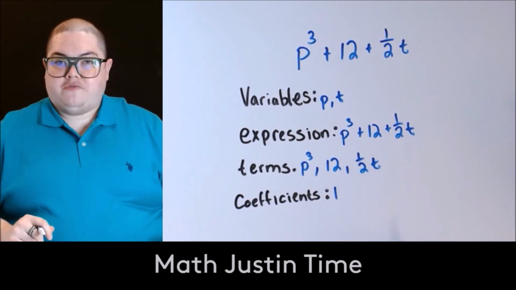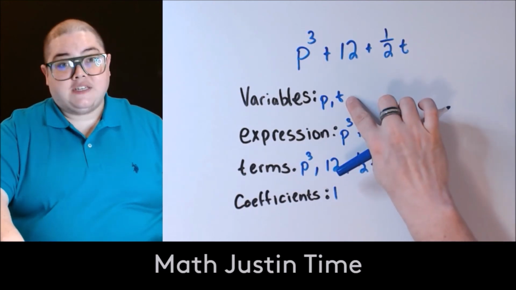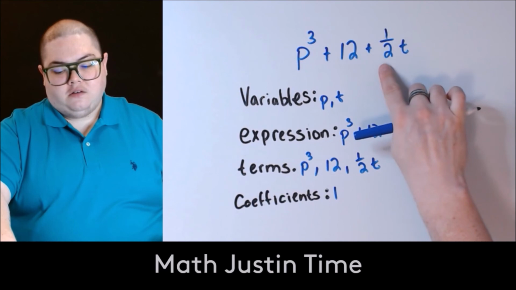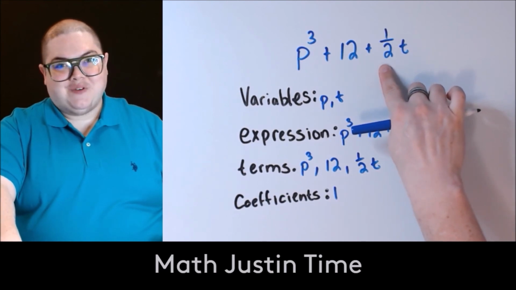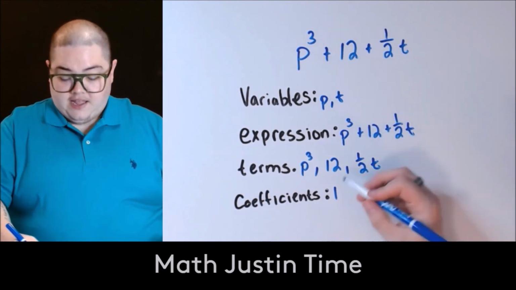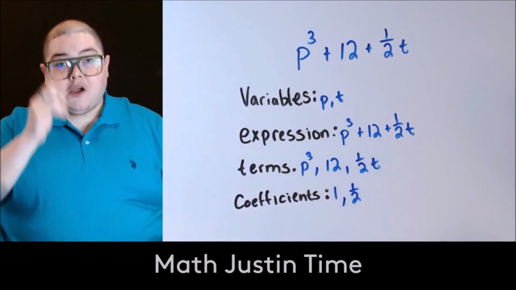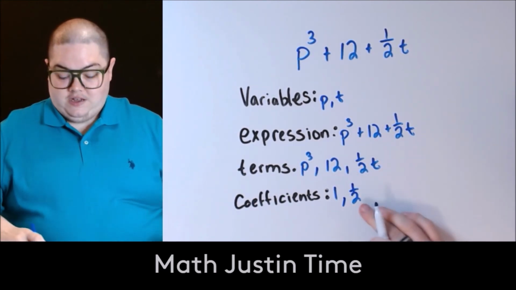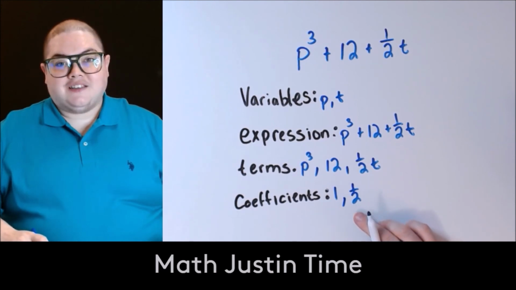So what other coefficient do we have? We have t. So what's the number that's in front of t? It's a little bit different this time as well. It's a 1/2, and that's okay. Coefficients can be fractions, they can be all sorts of things. And in this instance, it is a fraction.